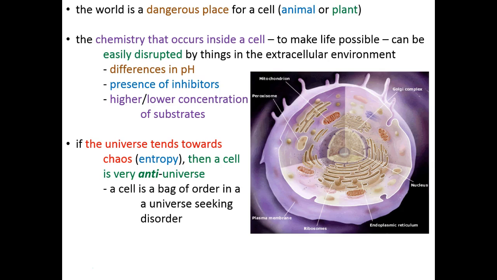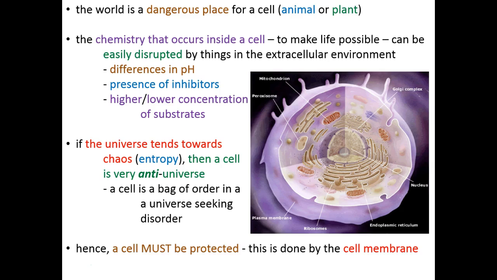You can think of the cell as a bag of order, seeking its own existence within a universe that's driven by disorder. And so somehow we need a boundary. We need an inside and an outside. We need an ordered cell inside and a disordered universe outside. And that boundary, that protection, that delineation between chaos and order, that's the cell membrane. That's what the cell membrane is truly for.